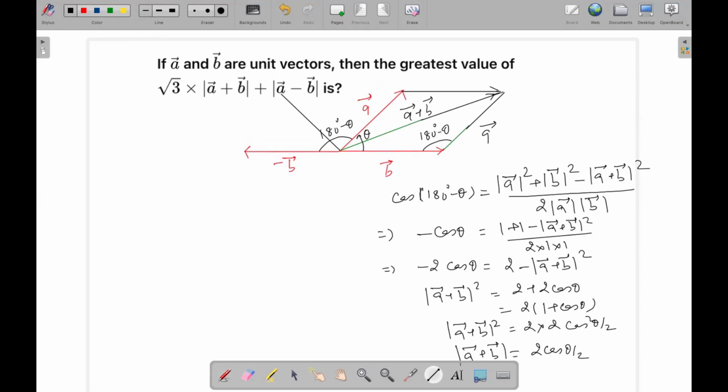Again, there will be another diagonal. And what you have to see here is that this is the one which will be given by what we are calling, this is A, this is B. So this is A, so this is again A. And this is the one which will be given by A minus B actually. Now, if I'm trying to look at the angle, this angle is 180 degrees minus theta, and this angle will be theta.